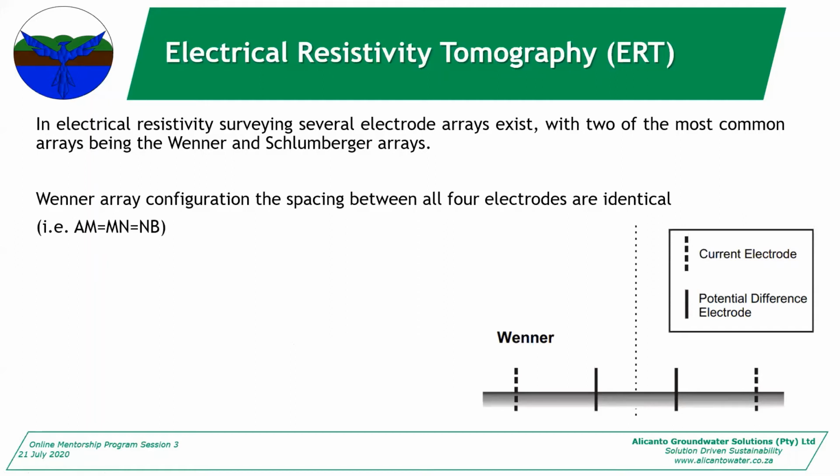Okay, and there are a number of electrode arrays. Two of the common ones that we use are the Wenner and the Schlumberger arrays, and also a combination of the two. With the new measurement units, they usually run one run of each because they're quick enough, and they combine the results. On a Wenner array configuration, the spacing between all four of your electrodes is identical. So AM equals MN equals NB. You see here, there's your AM, MN, NB, all the same.